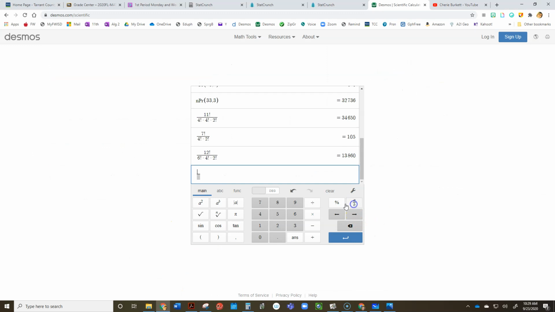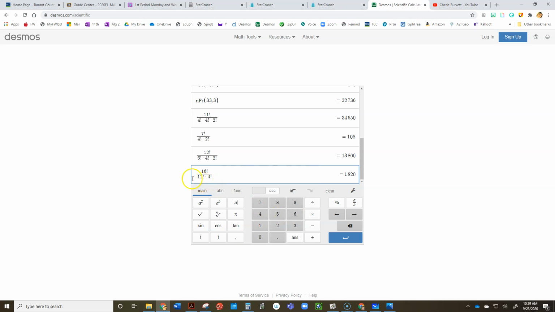16 factorial over 12 factorial times 4 factorial.